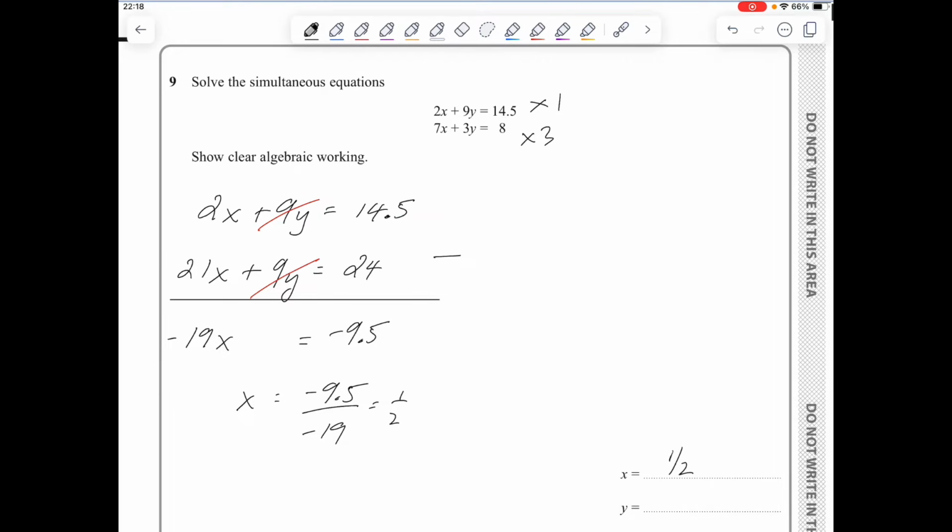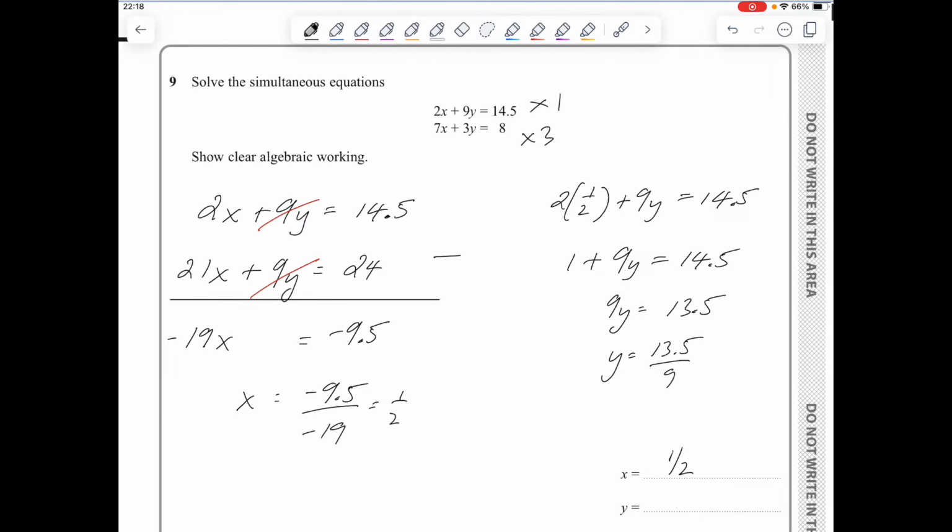Now to find the value of y, I will replace in any of the two equations. Let's go with the first one. So 2 times 1 over 2 plus 9y equals 14.5. So 1 plus 9y is 14.5. 9y is 13.5. y is equal to 13.5 over 9. Put this on the calculator. It will come out to be 3 over 2. And this concludes question 9.